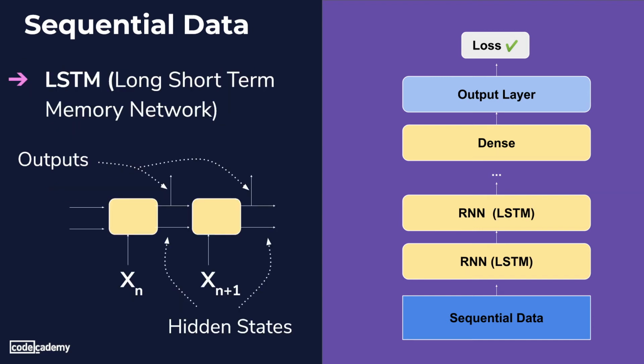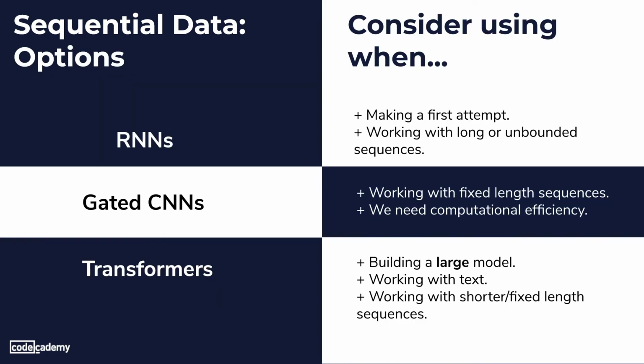Now, the most popular type of RNN is called an LSTM. That's a long short-term memory network. At every time step, LSTMs use the same weights to update a hidden state and output, which are then passed on to the next time step inside of the layer. Now, it's worth noting that there are a few other alternative options when it comes to sequential data. The three main possibilities for working with sequential data are RNNs, gated convolutional neural networks, and transformers.